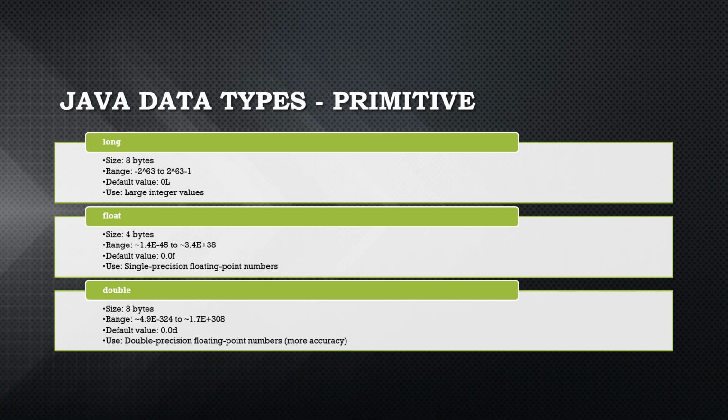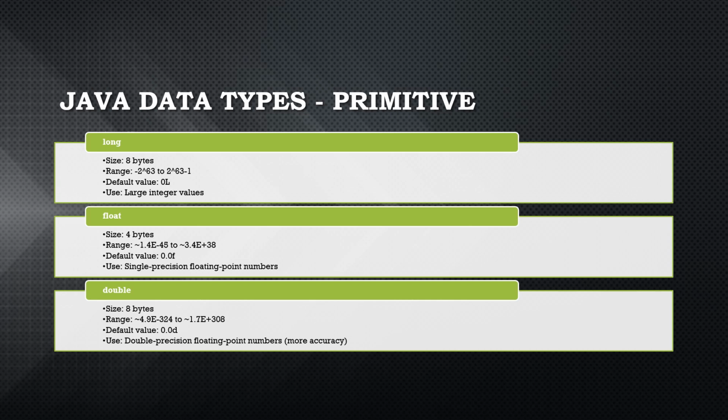Next, we have float, occupying 4 bytes of memory. It supports a range of approximately 1.4 times 10 to the power of -45 to 3.4 times 10 to the power of 38, making it suitable for single precision floating point numbers. If you're working with measurements where some precision is needed, like the height of a person in meters, float is handy. The default value here is 0.0f.